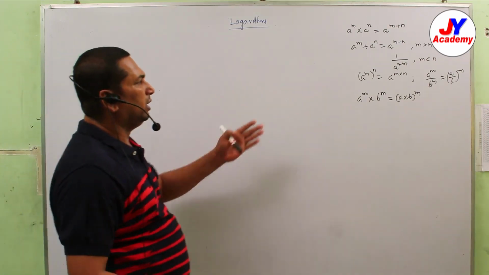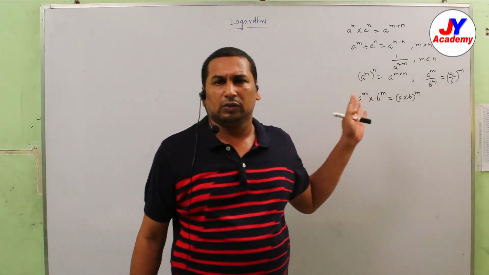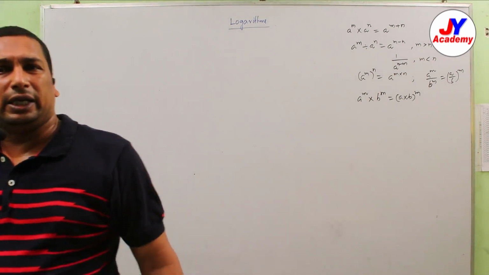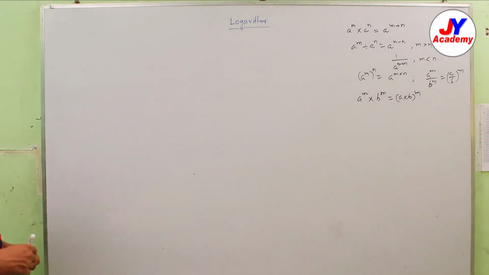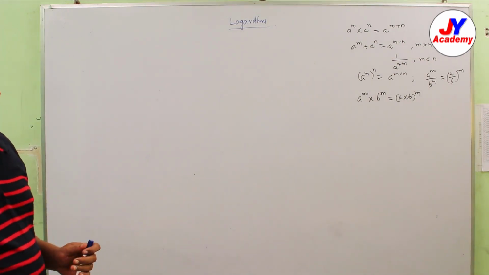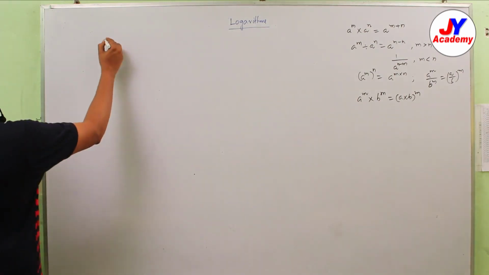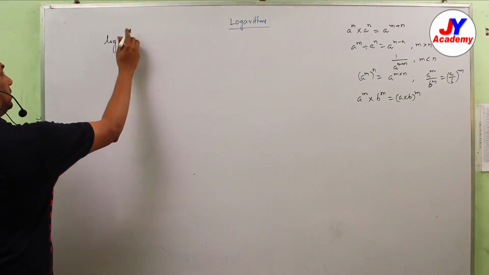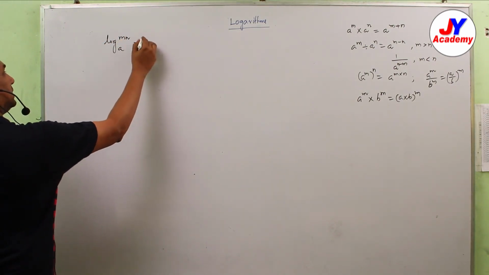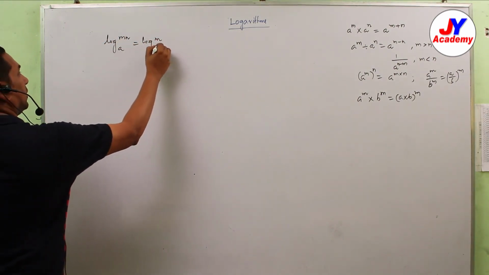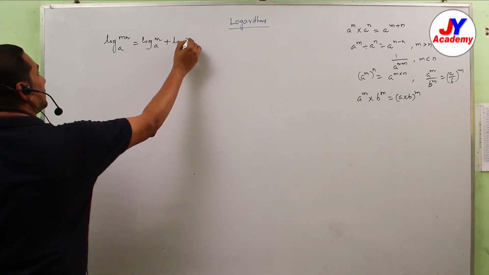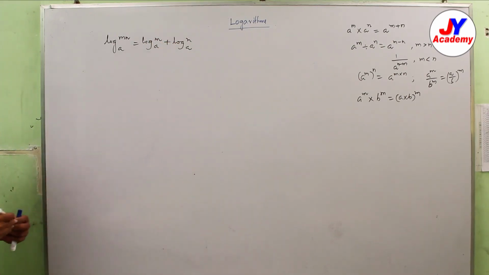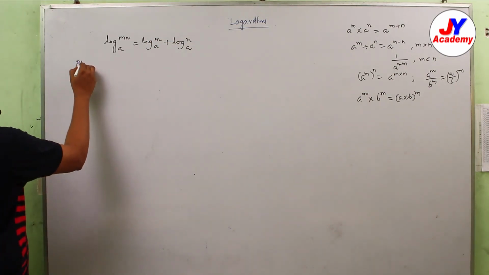So these are the laws of exponents. By taking the laws of exponents, we have to derive the logarithmic laws: log mn base a is equal to log m base a plus log n base a. So how do we derive this? Let's go through it once here.